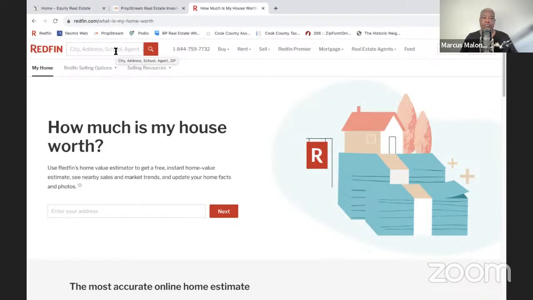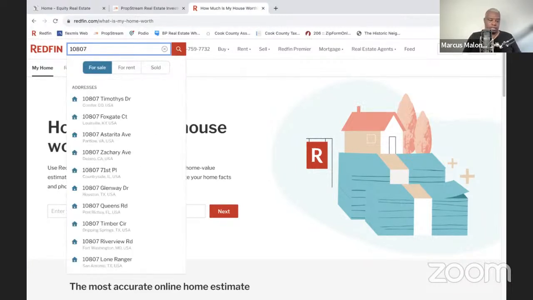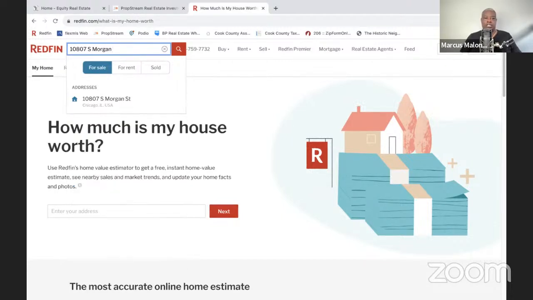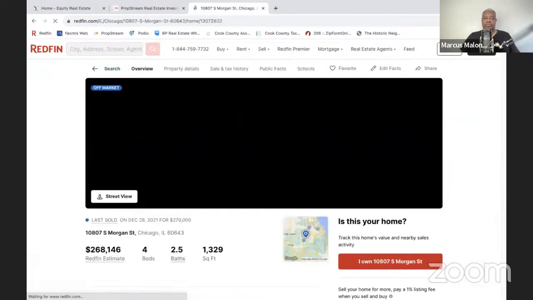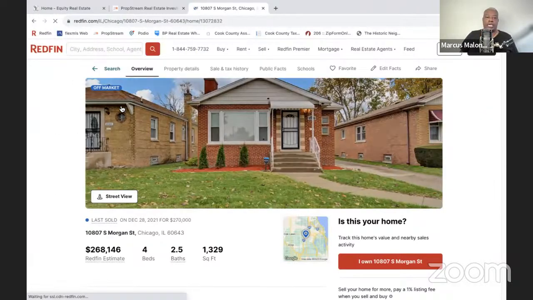So let's start with, like I said, 10807 South Morgan Street in Chicago. Redfin, What's My Home Worth? It'll pull up all of the information about the property. The reason why I know this property specifically is because I like to tie everything back to something that I've done before. This was a flip that we did, and we had to comp this property. We had to comp the properties in the area. So I'm going to show you exactly what we had to do.